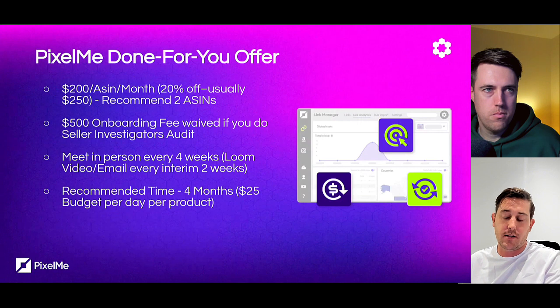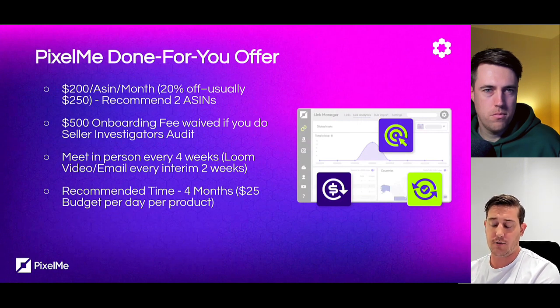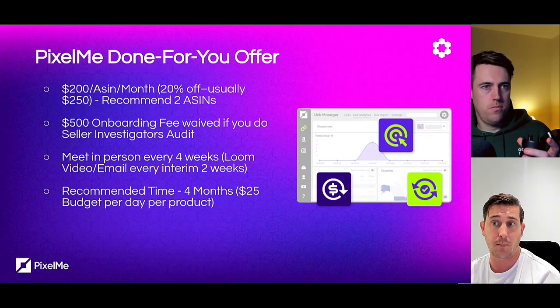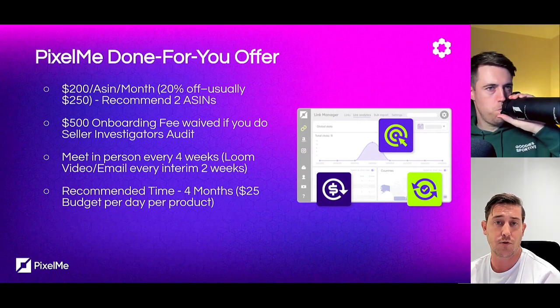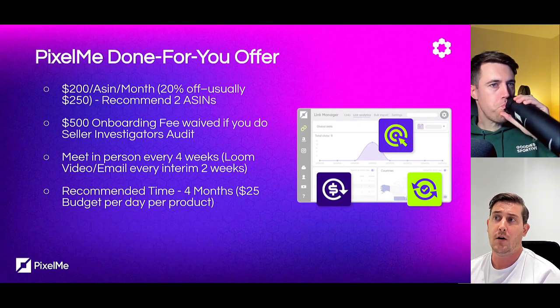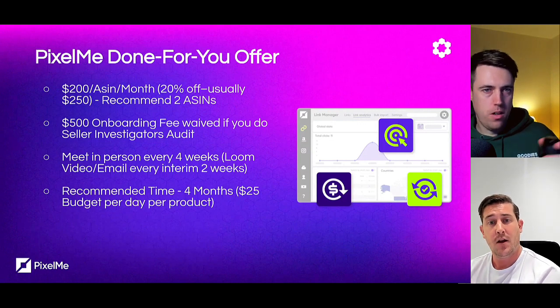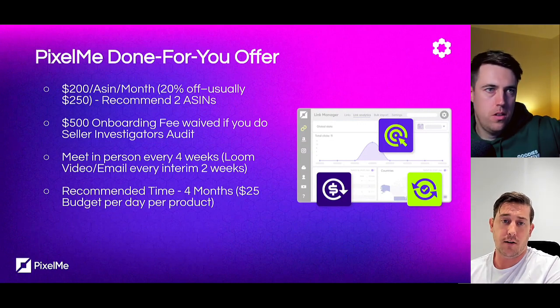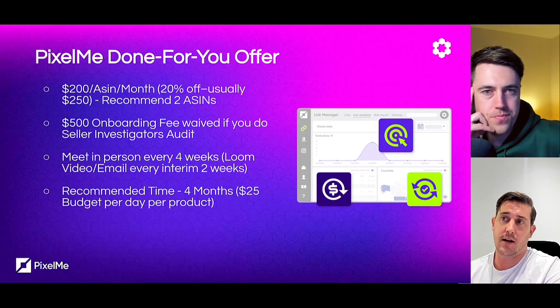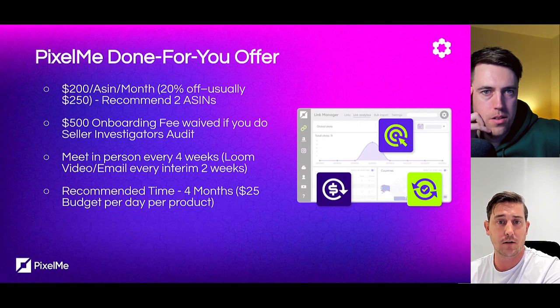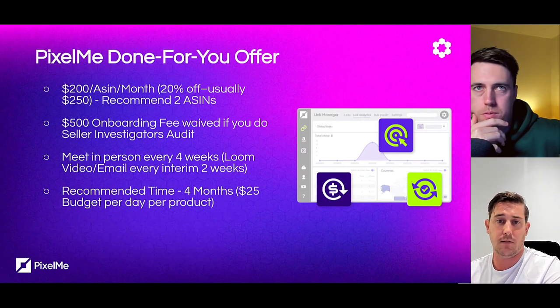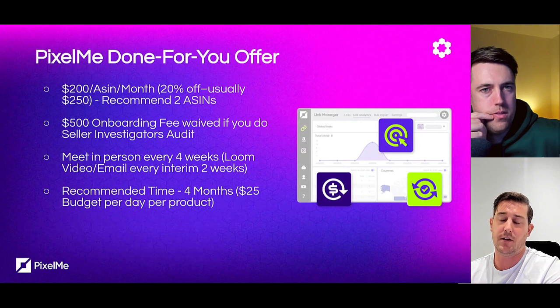And the done for you offer, man, I think I struggle with this. I think that prices will increase. Right now, we're really trying to get a high adoption rate, and we are. PixelMe has been exploding in popularity. Our CSM team has more than tripled in size, always Google Ad certified people that we're bringing in our office here in Toronto. But the PixelMe Done For You offer, it's $200 per product per month. That does not mean per variation. If you have a product with 10 different colors, we still just consider that one product. We usually recommend giving us 10 ASINs to do the audit, and we recommend at least starting with 2. Most people start with 5 or 6.